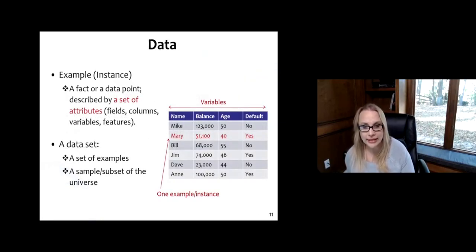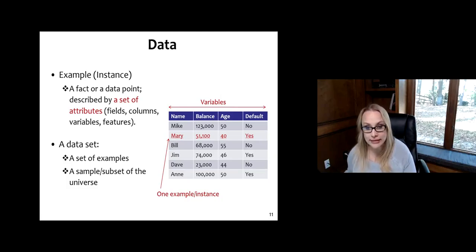Going back to our data, it is important to understand how we will be discussing and labeling our data. So in this case, let's look at an example where you have a data set with name, balance, age, and whether or not they defaulted. And so you will have a factor or a data point that is described by a set of attributes. In this case, the attributes are the name, balance, age, and whether they defaulted or not. So this is the set of examples that we have for multiple observations. Here we have Mike, Mary, Bill, Jim, Dave, and Ann.